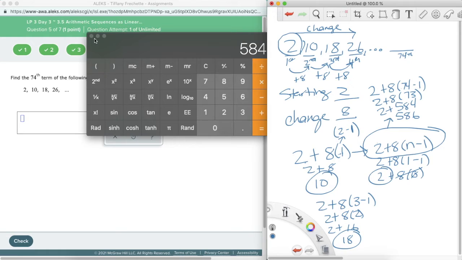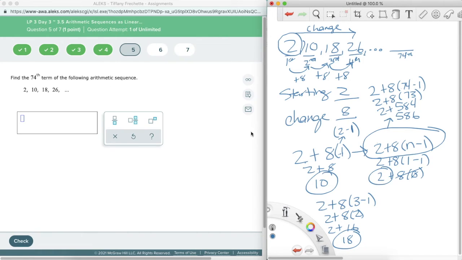So that's definitely better than having to say plus 8, plus 8, plus 8, plus 8, plus 8, right? That's going to give us a lot of room for error. Because what if you don't add enough 8s to get there? That would be an issue.